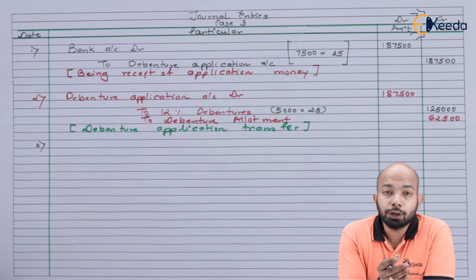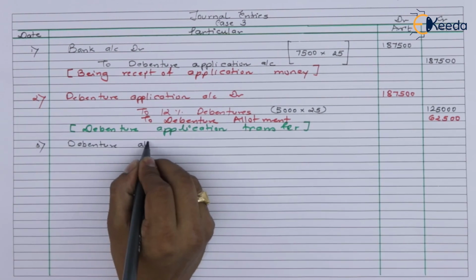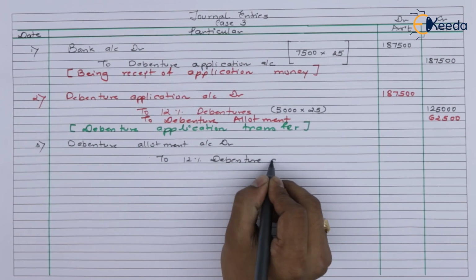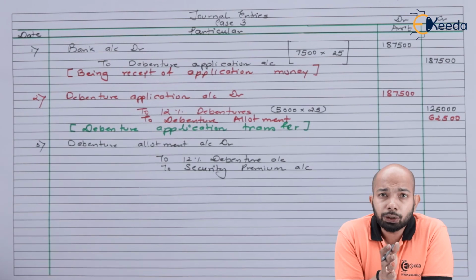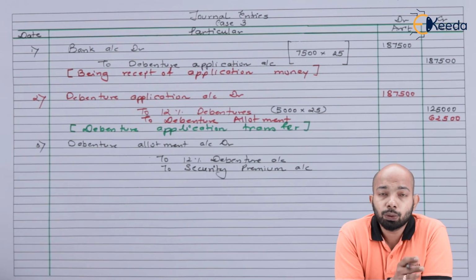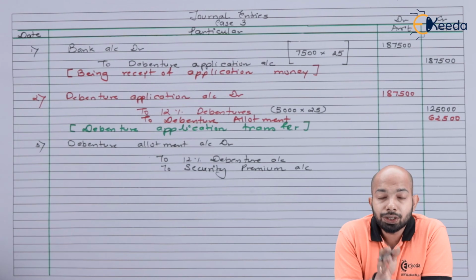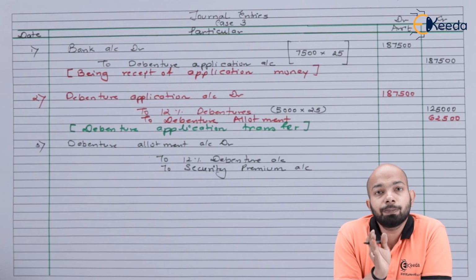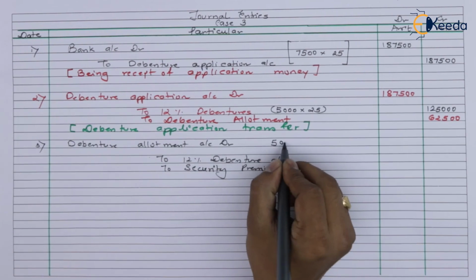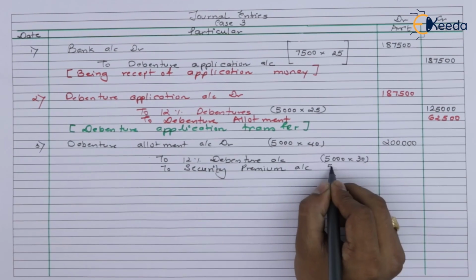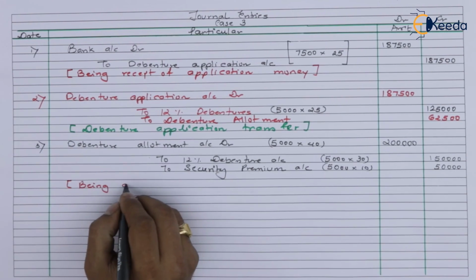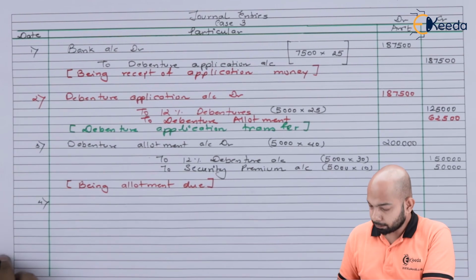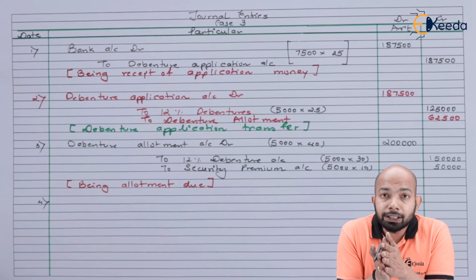Now, the next entry will refer to allotment due, which will have premium into consideration. On allotment, the company is taking 40 rupees. That means 5,000 multiplied by 40 is what we are expecting in total, which includes 30 rupees of debentures and 10 rupees of premium. Now, allotment has been due here.